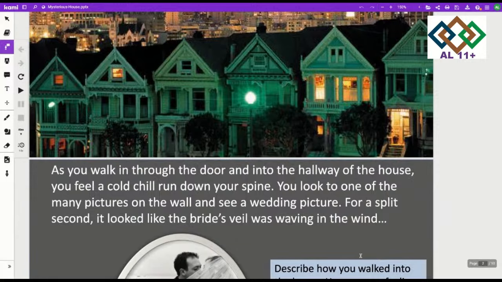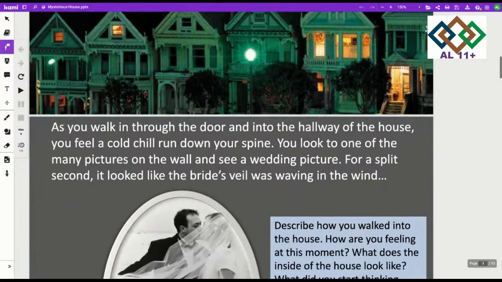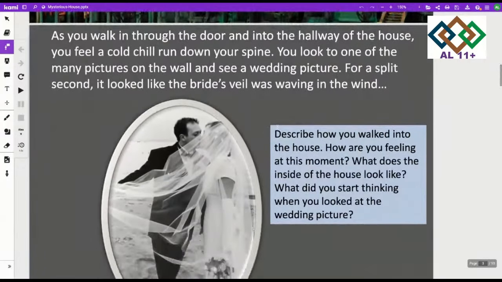So the next thing is, you have to describe this now. Describe how you walked into the house. How are you feeling at this moment? What does the inside of the house look like? What did you start thinking when you looked at the wedding picture? Okay, so now it's your turn. What would you do if you had something like this? You have walked in.